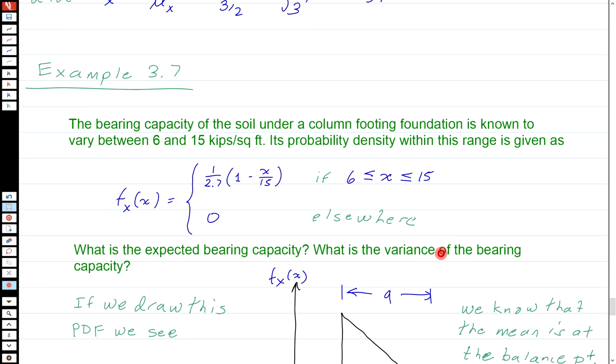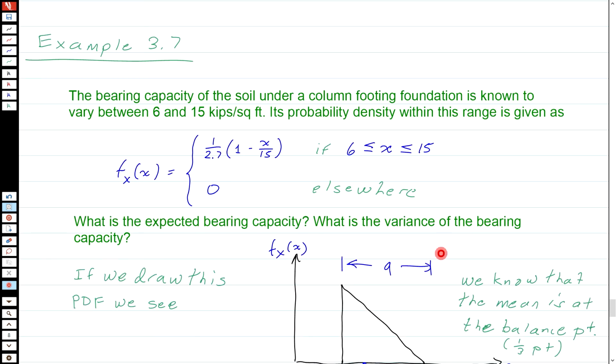Here's another example. Let's suppose that the bearing capacity of the soil in our column footing foundation is known to vary between 6 and 15 kips per square foot. Its probability density within this range is given as this function here, if 6 is less than or equal to x is less than or equal to 15, and 0 everywhere else. The questions are, what are the expected bearing capacity and what is the variance of the bearing capacity?